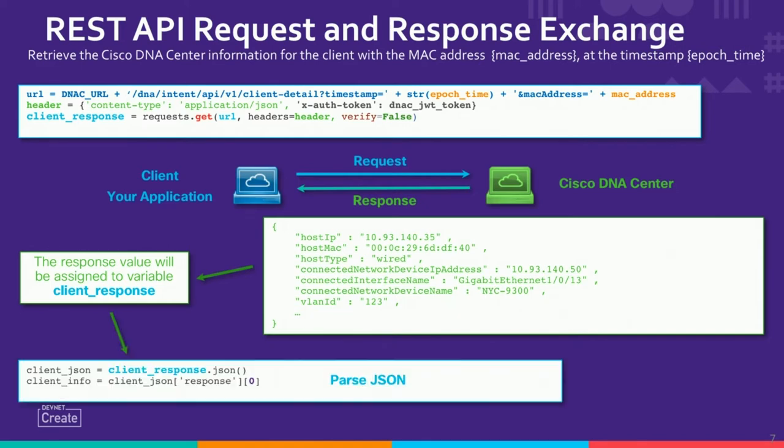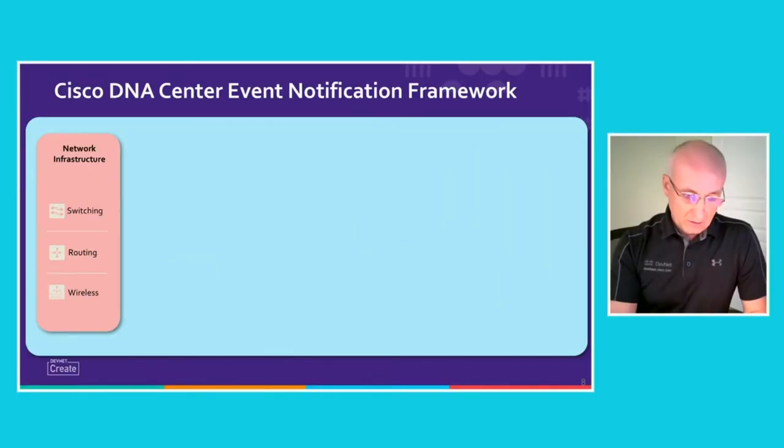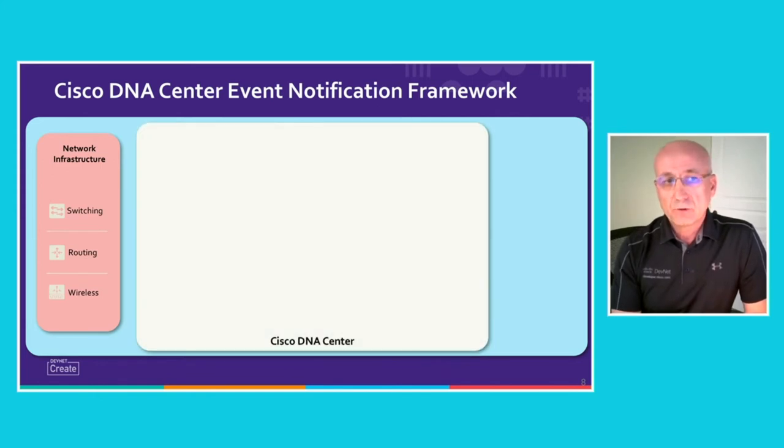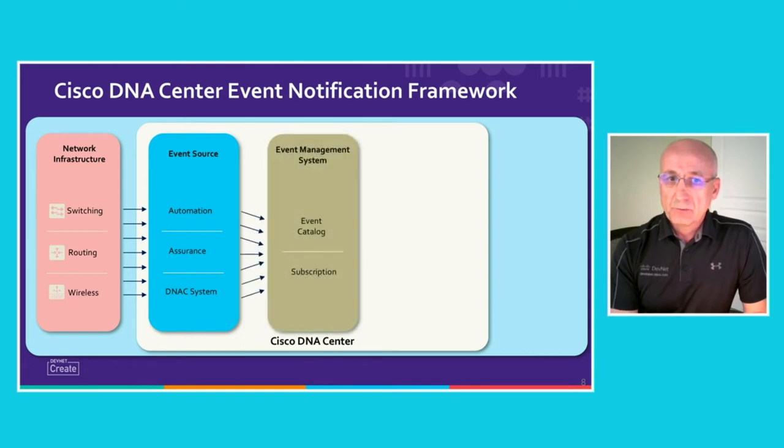A second option we have to consume Cisco DNA Center information is using the event notification framework. As Cisco DNA Center collects information from the network infrastructure, it will group these events based on the type of event. It could be assurance events, could be automation, maybe a workflow like plug and play that has not completed properly, or could be issues related to the Cisco DNA Center system itself. These events are going to be published to an event catalog where we can configure the severity and priority of the events, and also we can subscribe to these events.